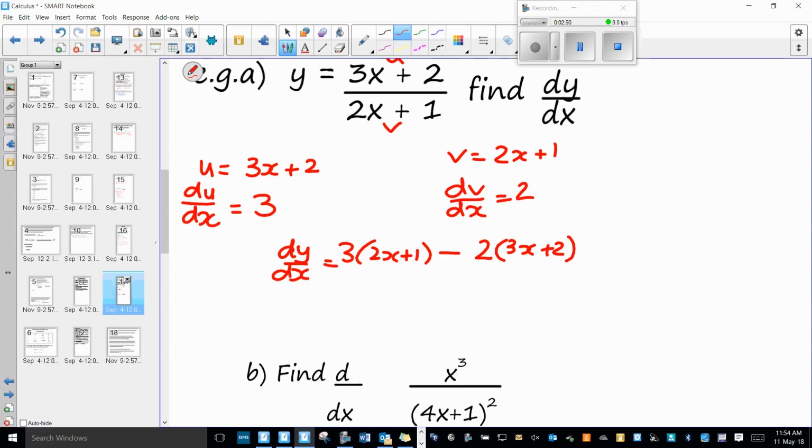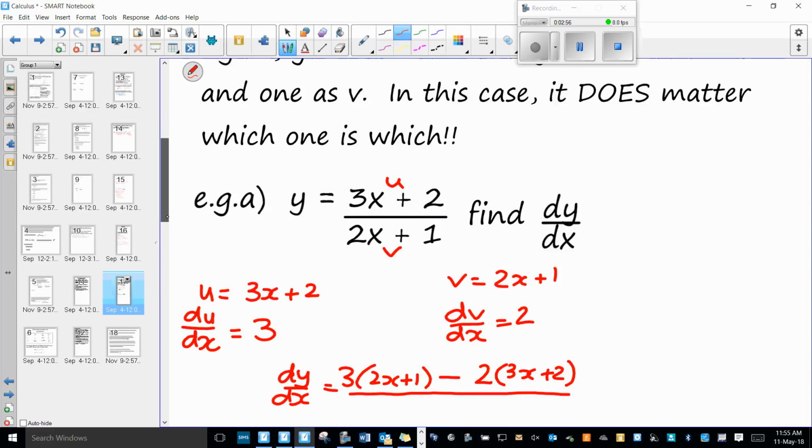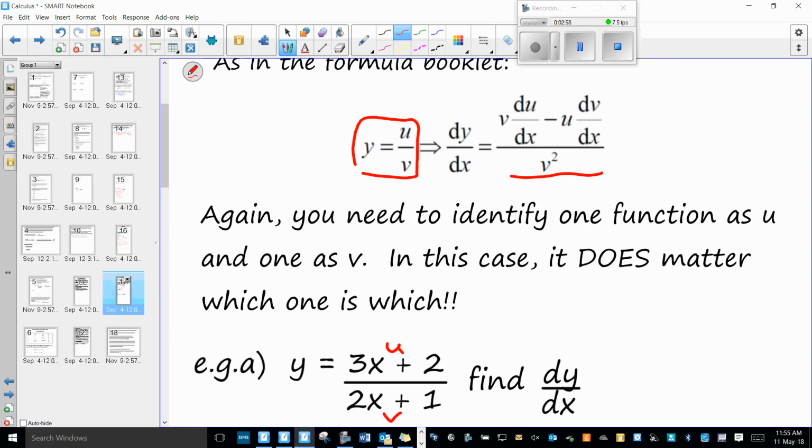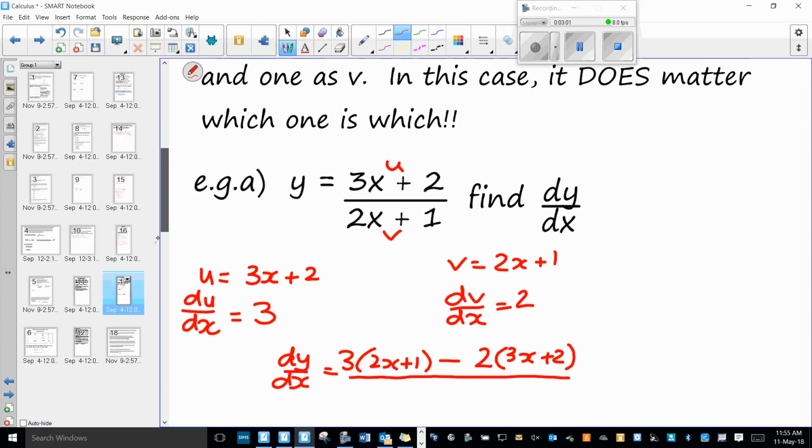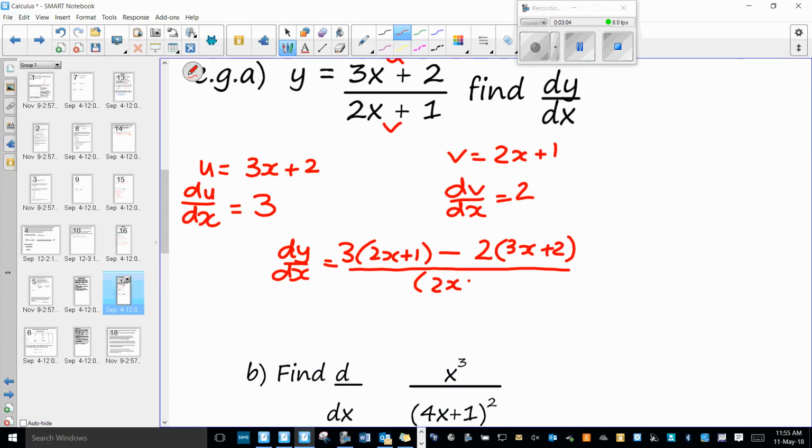That's then divided by v squared. So whatever v is, 2x plus 1, we're just going to put a squared sign around it. And then you don't have to do anything. Now, if this was the question, it's quite unlikely, but if this was the question, I would expect you to be comfortable to expand this out and simplify it. It's not hard algebra. It's not really too taxing on the brain. So I would probably expect you to expand this one.